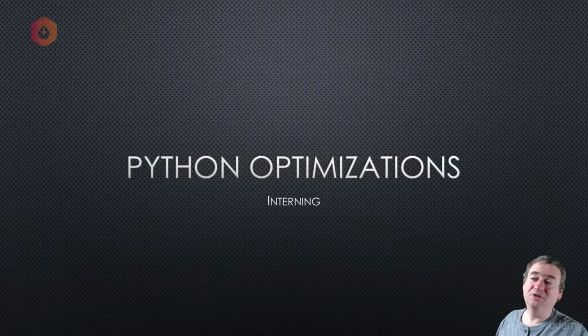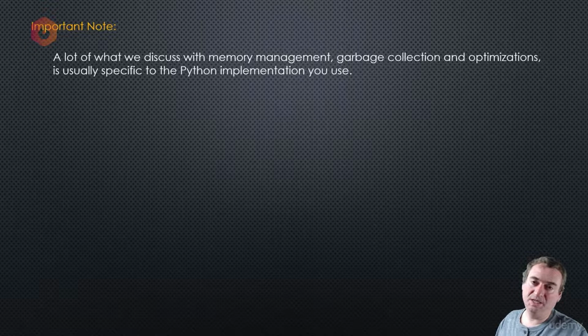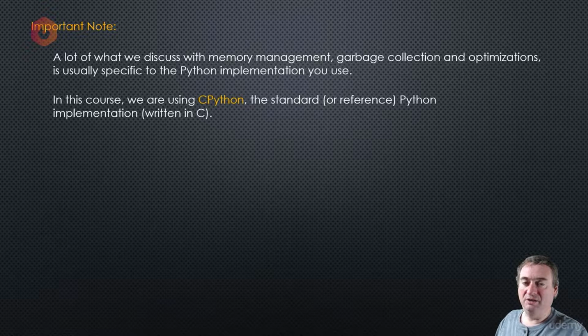Hi, and welcome to this video on Python optimizations in turning. Python optimizations will cover in a few videos, and this one is going to focus on interning of integers in particular and what interning is. So one important note is that a lot of what we discussed with memory management and garbage collection and what we're going to discuss now with optimizations and memory footprints are really specific to the Python implementations you're using. Now, in this course, we're using CPython, which is kind of the standard, the reference Python implementation, which is written in C, hence the name CPython, but that's kind of the version of Python.